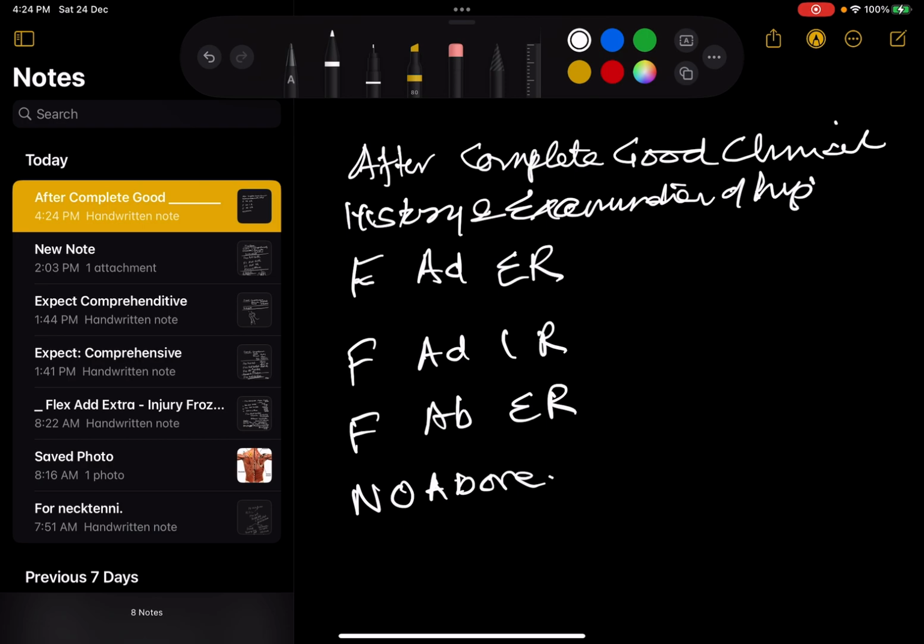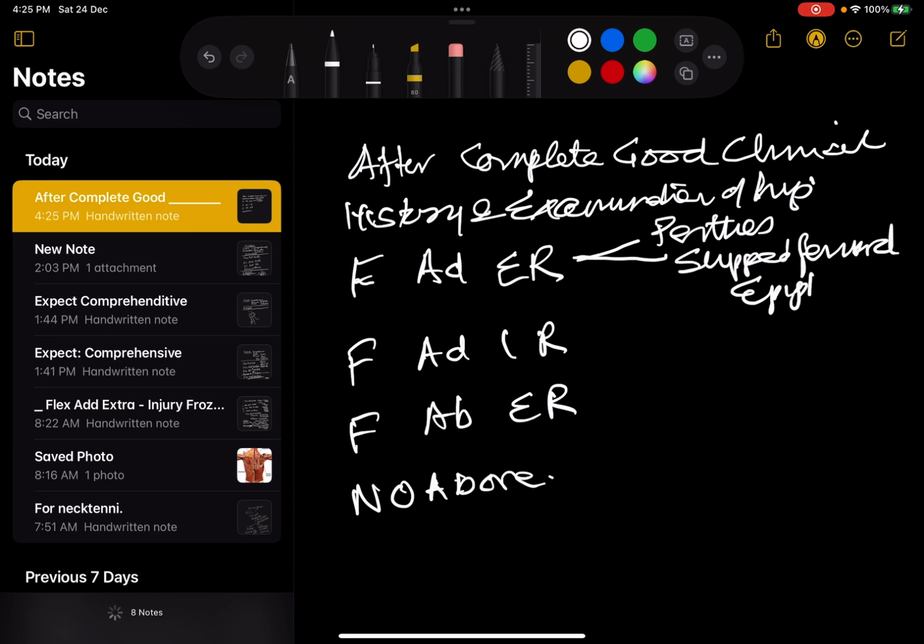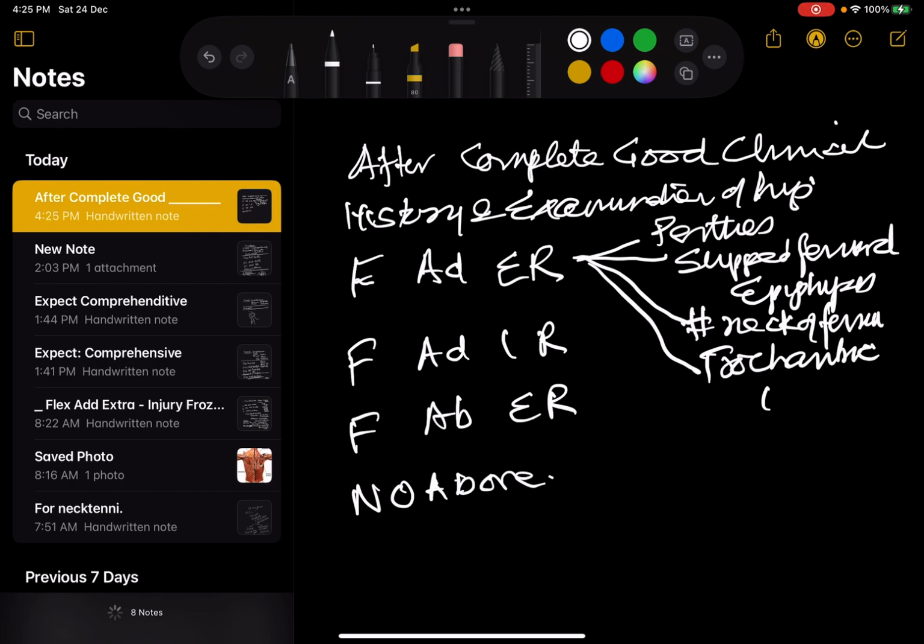The four conditions that come in the flexion, adduction, external rotation group are, beginning from the head, Perthes disease, then slipped femoral epiphysis, then fracture neck of femur, and trochanteric fracture. So this is the first group.